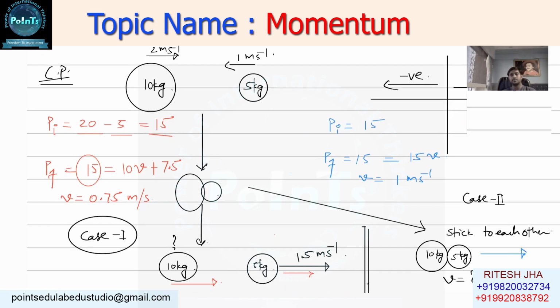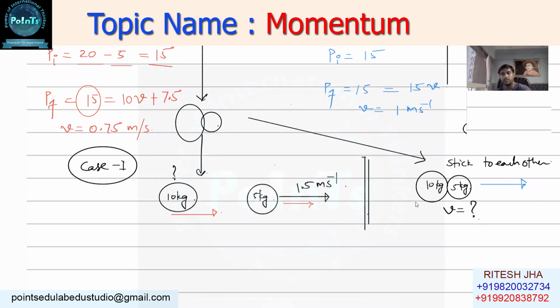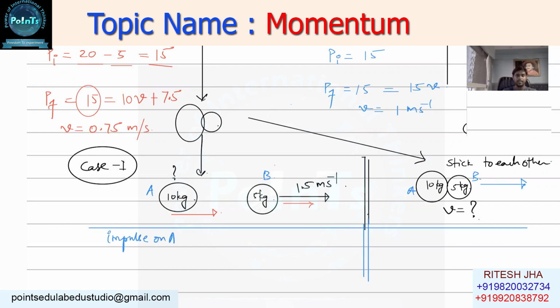Okay. Now, further in this particular question, what you have to do is determine the impulse. Let's name it A. Let's name it B. Here also this is A, this is B. What you have to do is determine the impulse on A and the impulse on B in the second case. You need to determine it. Okay, come on, do it.